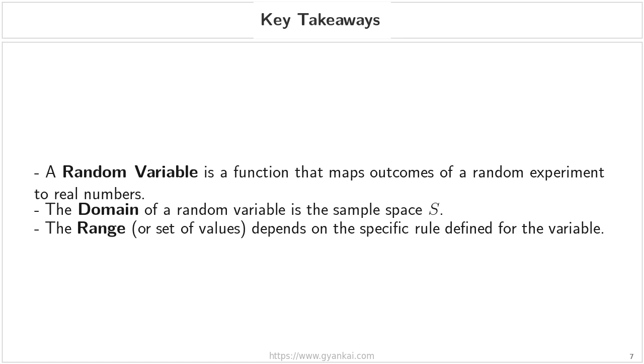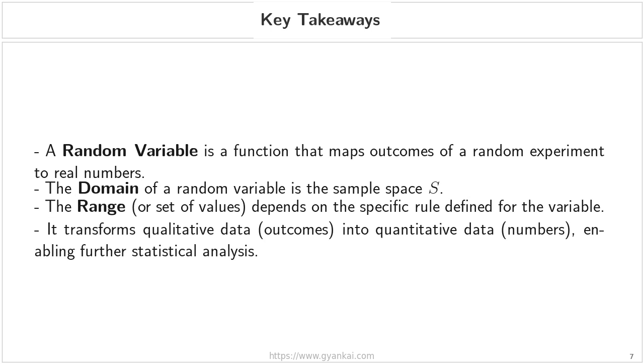Third, notice that the range, or the set of actual values we get, isn't fixed for every experiment. It depends entirely on the specific rule or the variable you define. As we saw with our coin-tossing examples, one rule might give us values like 0, 1, and 2, while a different rule could give us negative values.